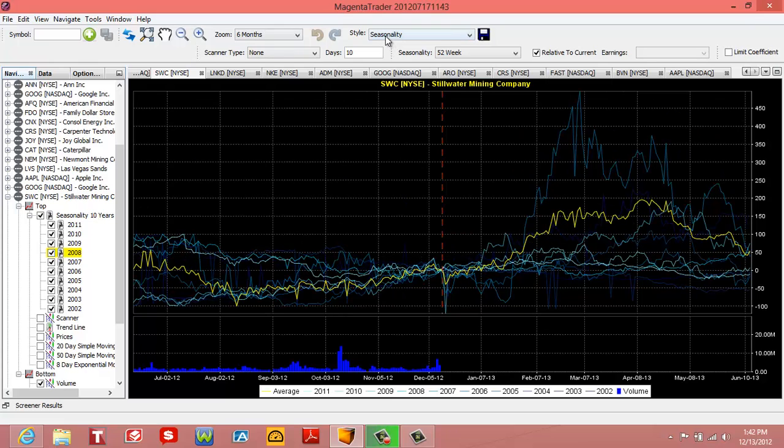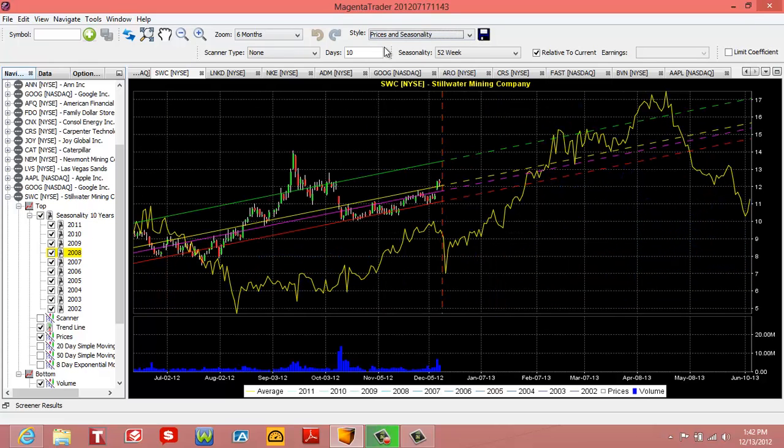Now, if I want to see it with the prices, I can go prices and seasonality. I always like having it checked relative to current, which compares the price with the current seasonal, and I could see what this is. So for example, this is telling me that from now it bottoms out and the highest peak goes from now to April 8th. So this is a very strong time of the year for this stock.